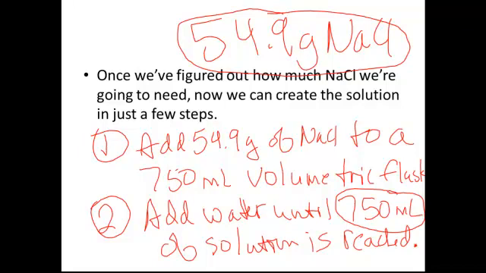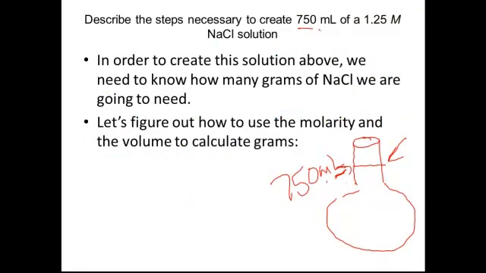So in terms of how much water you actually add, you don't know. You add enough until you reach 750 milliliters. And so if you add 54.9 grams of sodium chloride, and then add water until you reach 750 milliliters, what have you created? You've created 750 milliliters of a 1.25 molar sodium chloride solution.